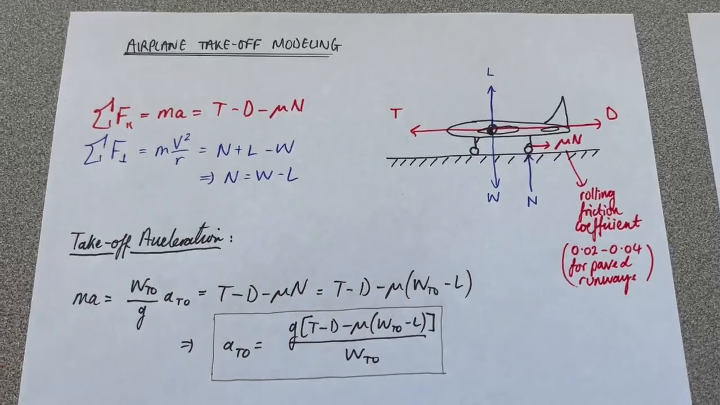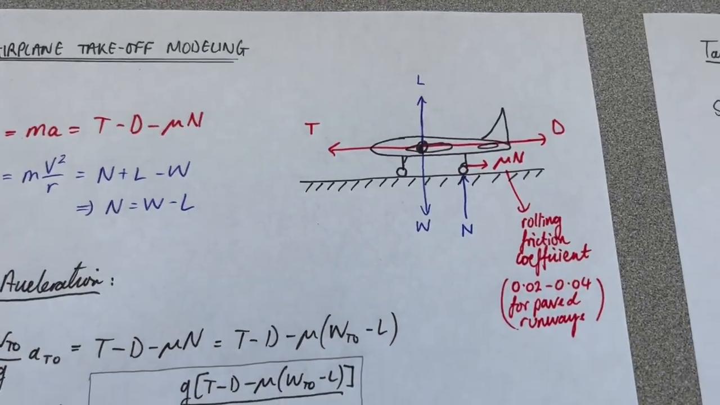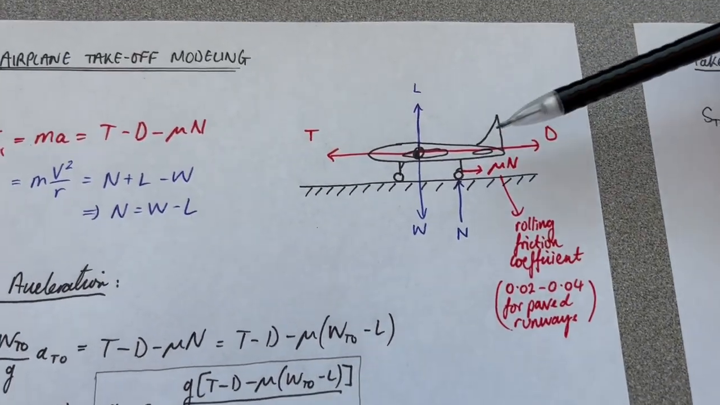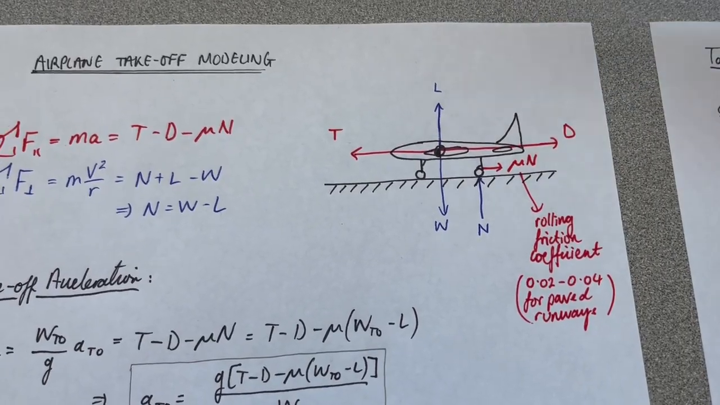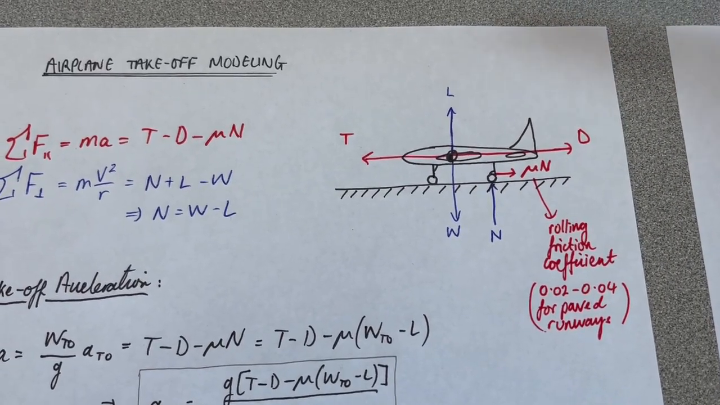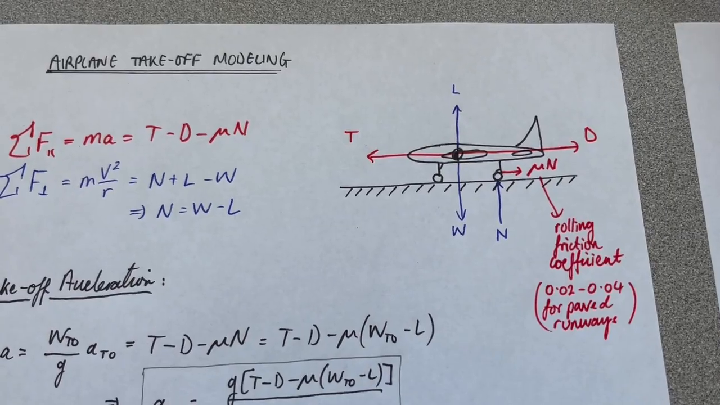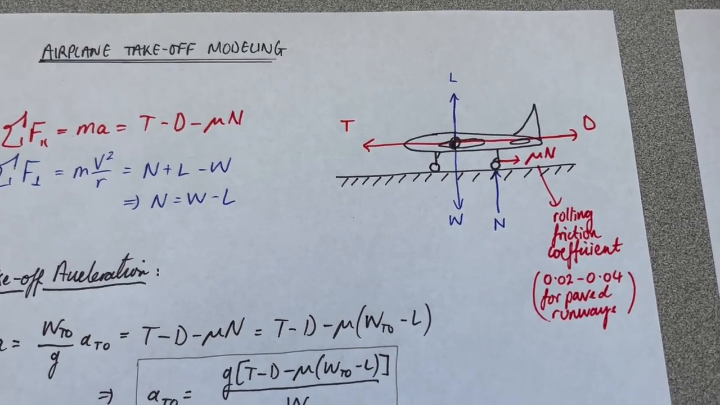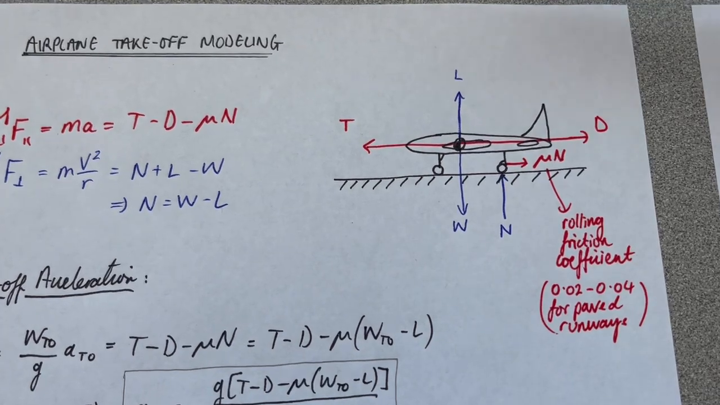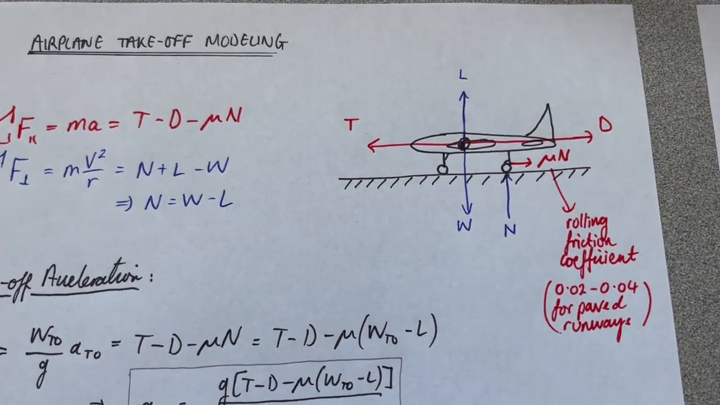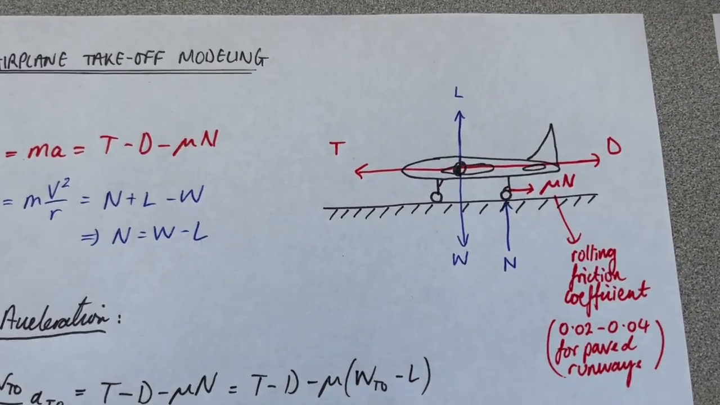So here's our airplane sitting initially stationary at one end of the runway, and essentially what we're going to look at is trying to figure out how much distance we require to take off given the airplane's characteristics. So here's just a little diagram of the forces acting on the airplane during the takeoff roll.